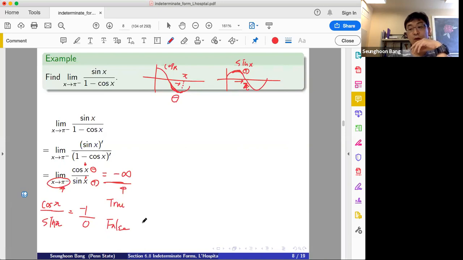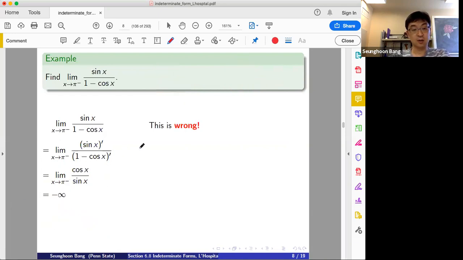What does it mean, the numerator is wrong? I don't think so. The cosine x is right, I think. Sine prime is cosine x, no problem, I think. So what kind of wrong? This answer is wrong. So which step is wrong? Step 1, step 2, or step 3? Could you decide? Which one?